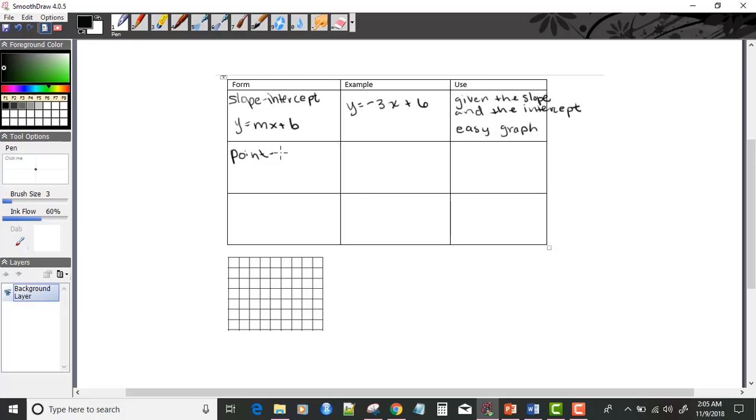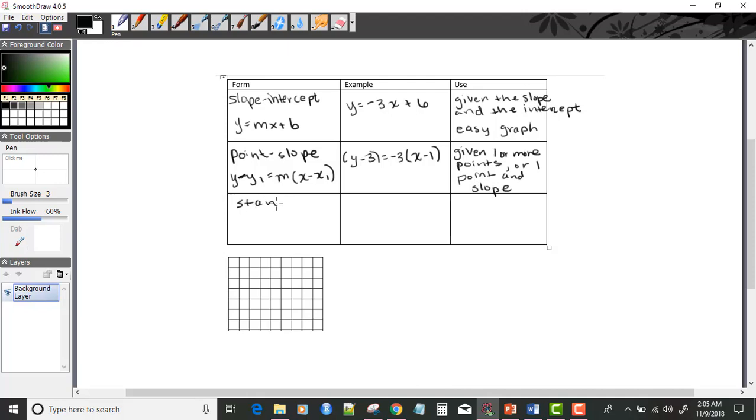The second form we learned was point-slope. That was y minus y1 equals m times x minus x1. And an example was y minus 3 equals negative 3 times parentheses x minus 1. And I would use point-slope form if I was given one or more points, or 1 point and slope.